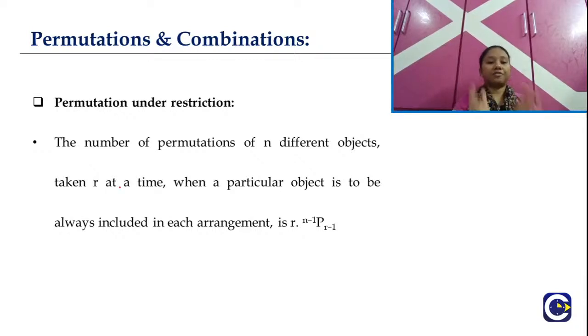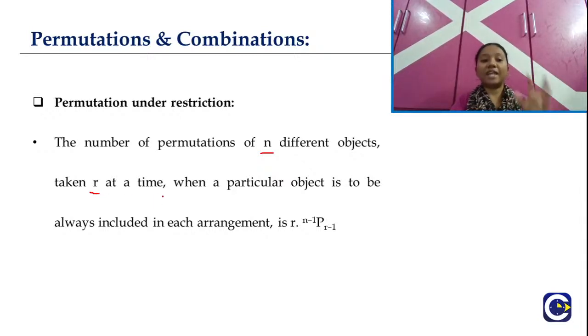So here comes the first one. We just read out the statement here and we'll see what the corresponding formula is which will be applicable. So the number of permutations of n different objects taken r at a time. So here we are taking the permutation for n different objects when taken r at a time. That is in general.